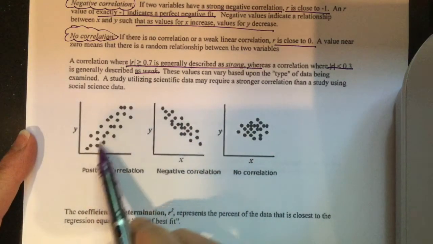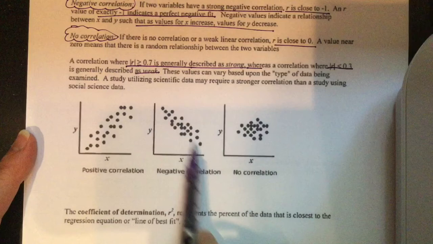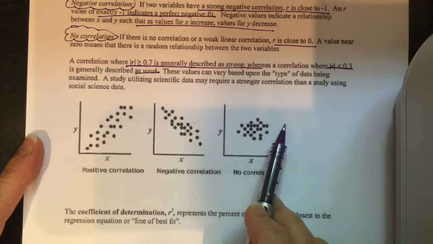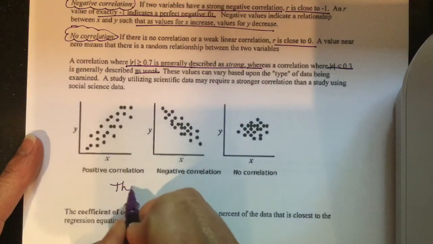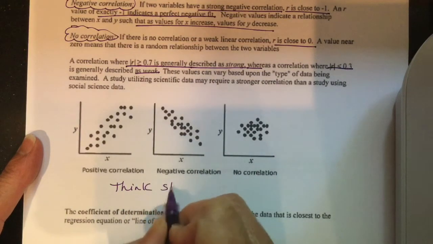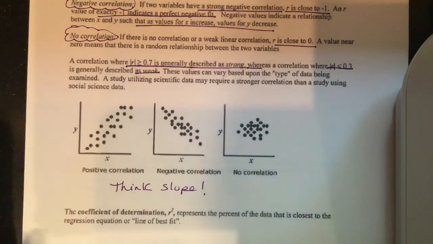Here, if we were to draw a line, we would have a positive slope. Here we'd have a negative slope. Here we would have no slope. So when we're talking about correlation, I want you to think about the slope.